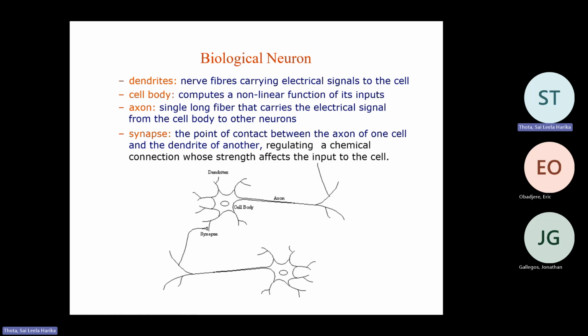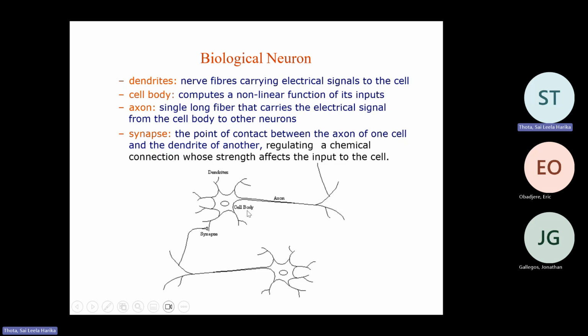So this is how a biological neuron looks. It seems like a biology class, but it's very important to understand the parts of a neuron so that you understand how an artificial neuron is built. These are the dendrites. What is the function of the dendrites? They are nerve fibers, and they carry the electrical signals to the cell.